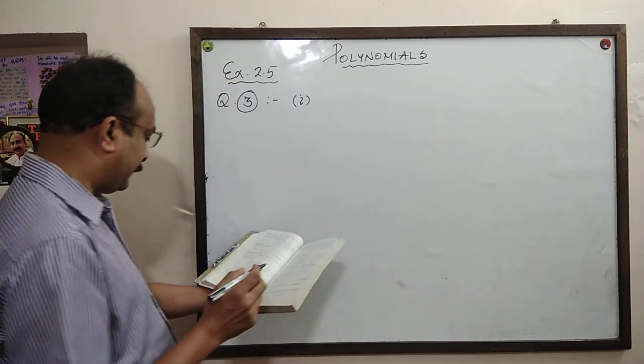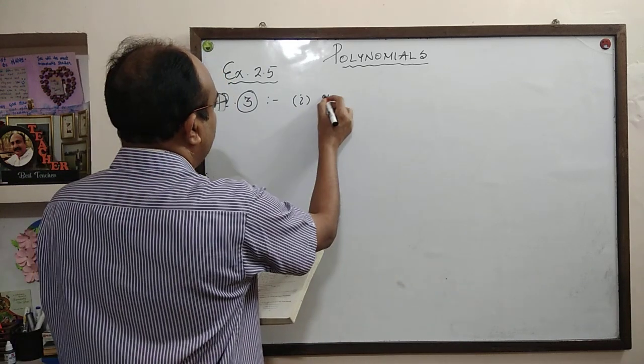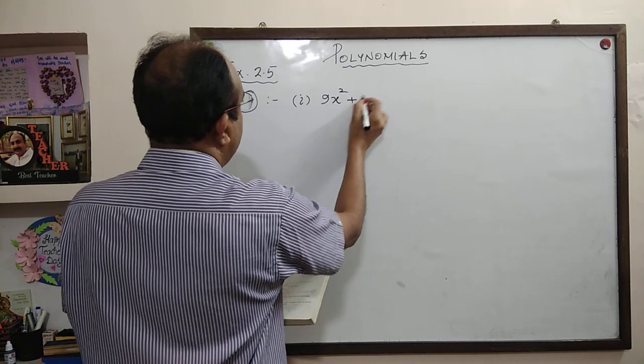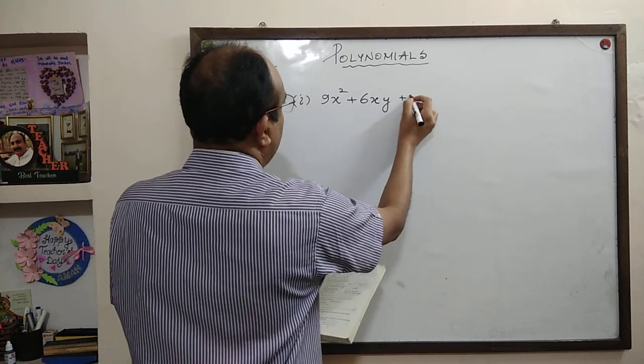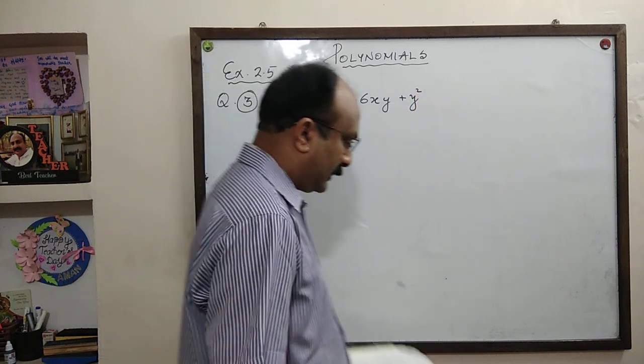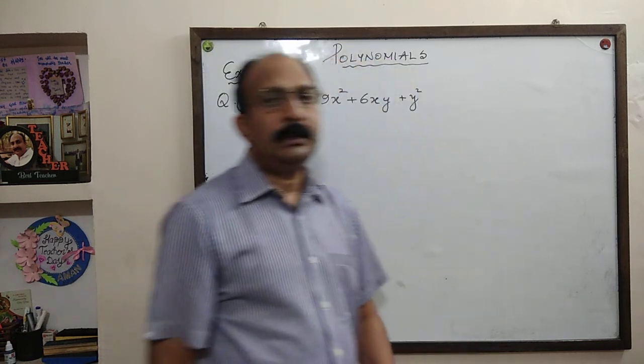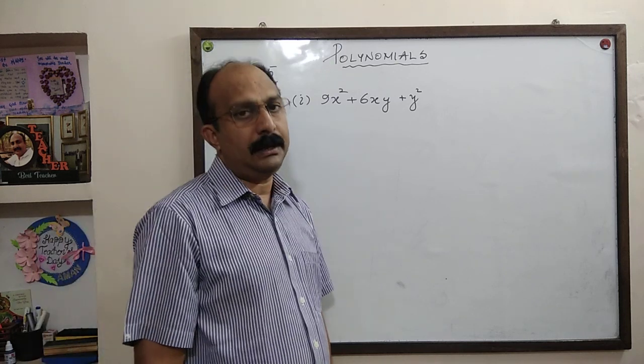Question number 1, 9x square plus 6xy plus y square. Factorize it using any appropriate identities.